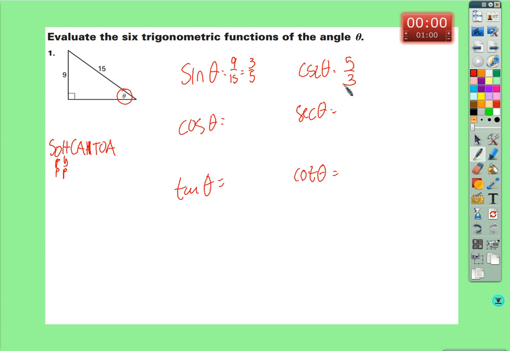Right now, at the very moment, we can fill in... We have to find this side, right? This side, let's call it A. How do we find it? Pythagorean theorem: a squared plus 9 squared equals 15 squared, a squared plus 81 equals 225, a squared equals 144. The square root of both sides gives 12.